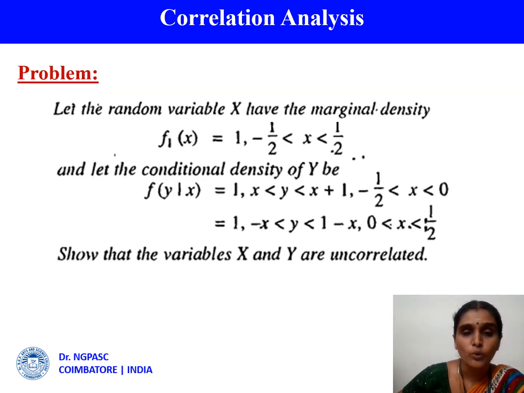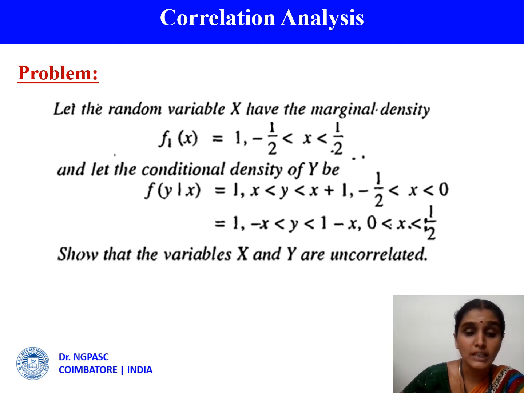Next we will see one example for the case of continuous random variable. Let the random variable x have the marginal density function f1 of x is equal to 1 for x value lies between minus 1 by 2 and 1 by 2, and let the conditional density function of y be f of y given x is equal to 1 for the y value in between x and x plus 1 and x value in between minus 1 by 2 and 0, and 1 for y value in between minus x and 1 minus x and x value between 0 and 1 by 2.